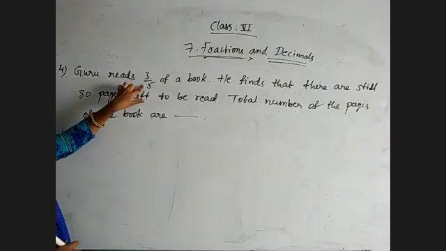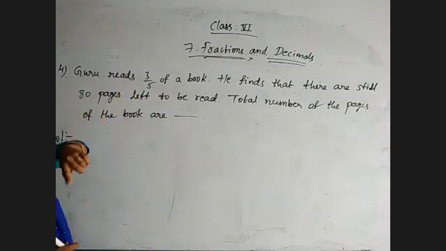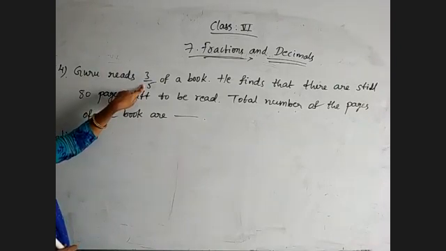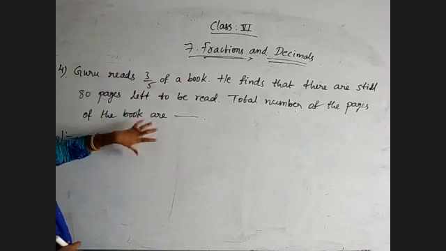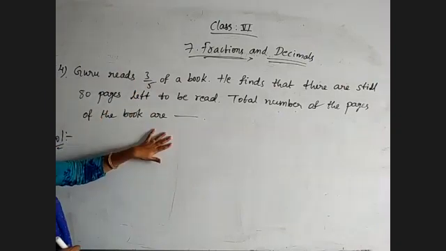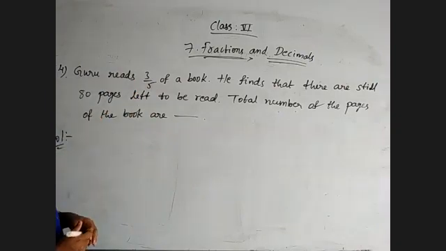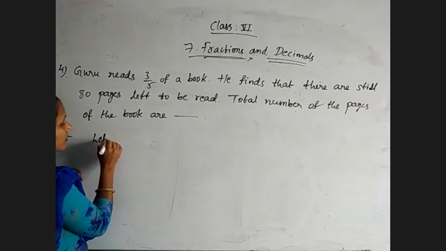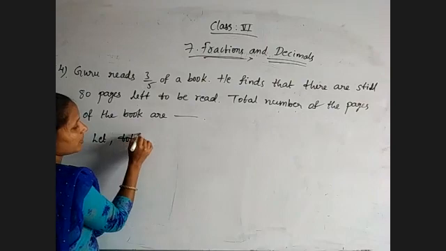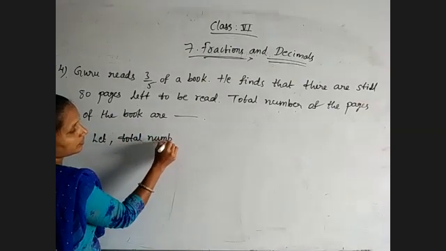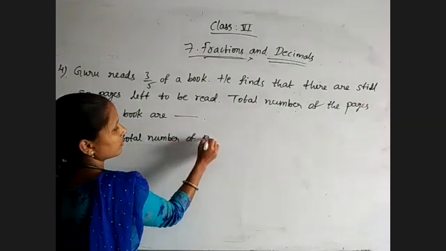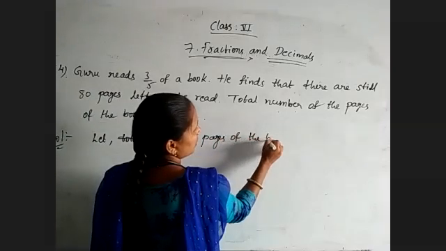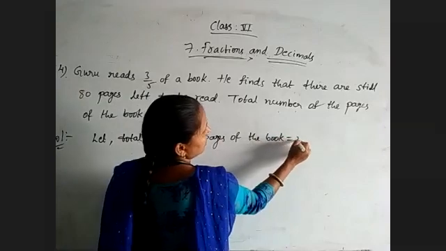But how many were read, we don't know. If we know the total, then only can we find out 3/5 of the book. Yes or no? But here the total value we don't know. We need to find out the total number of pages. So let the total number of pages of the book be x.